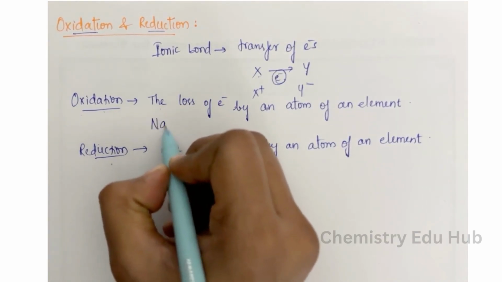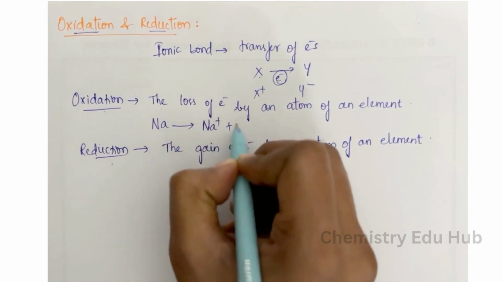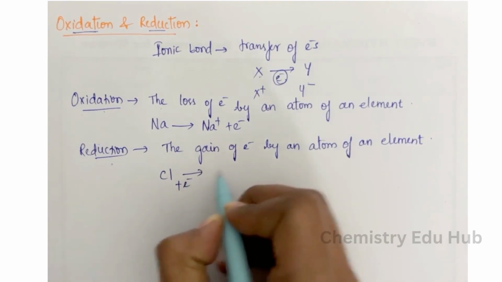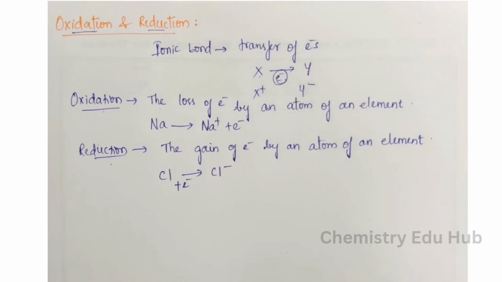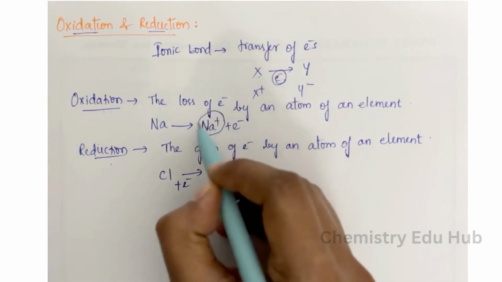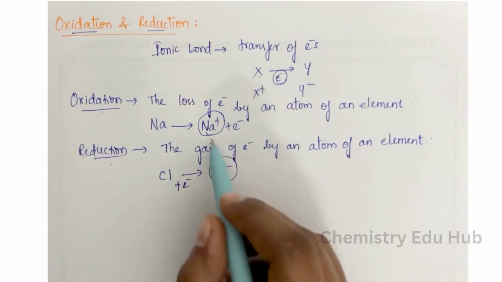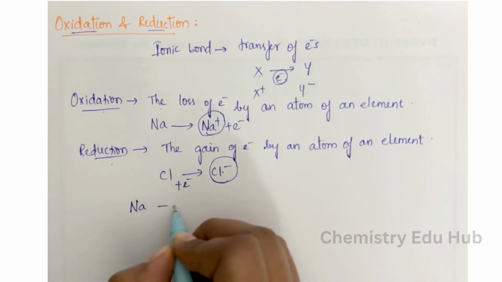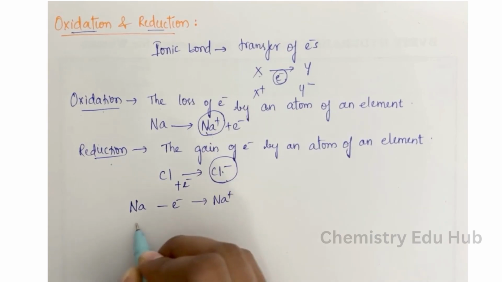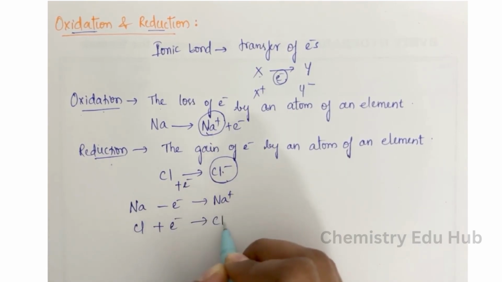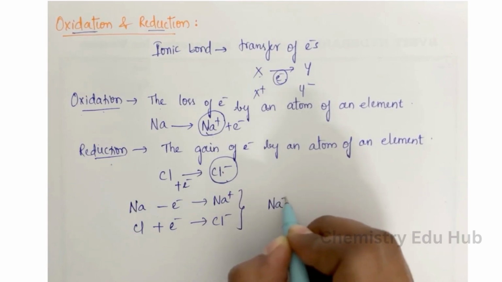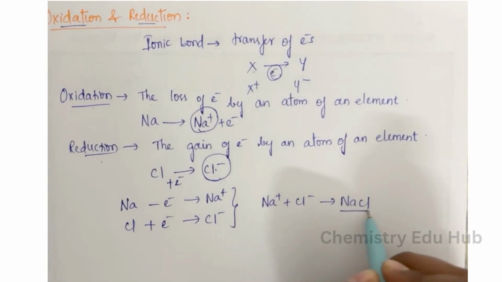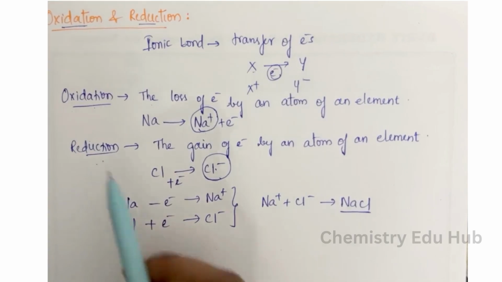Suppose you take sodium: it loses electrons and becomes a positively charged particle. Similarly, chlorine gains an electron and becomes Cl minus. So, these ions Na plus and Cl minus cannot stay stable in the form of ions. They have to combine with each other. So, sodium is losing an electron to become Na plus, Cl is gaining an electron to become Cl minus, and now these two combine to give NaCl. This way, an ionic bond is formed by oxidation and reduction together.